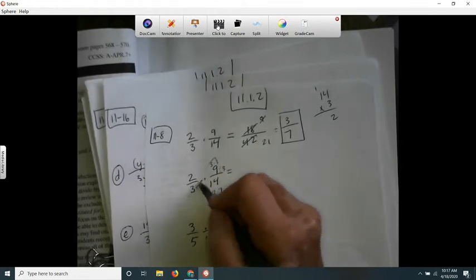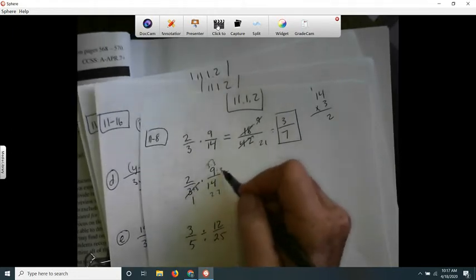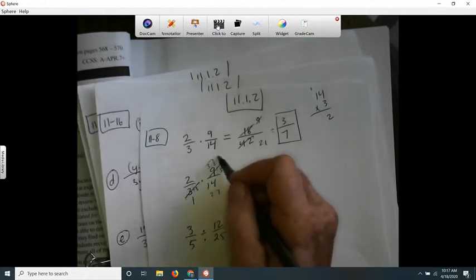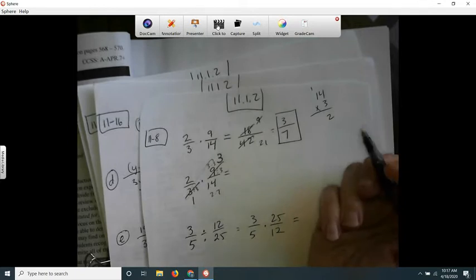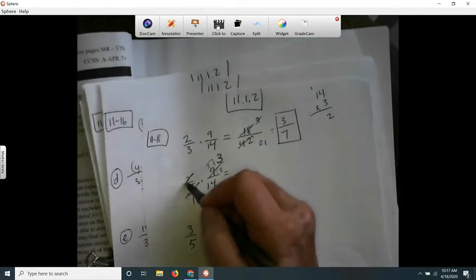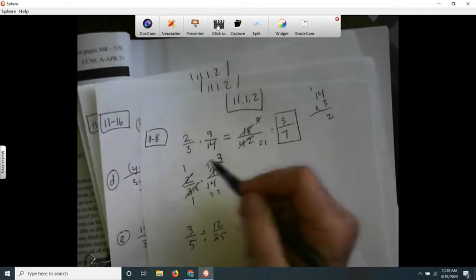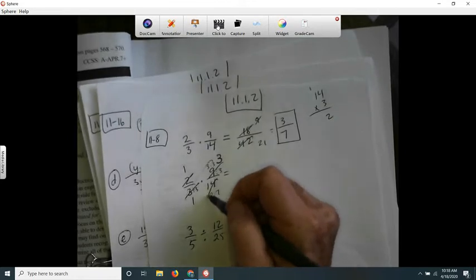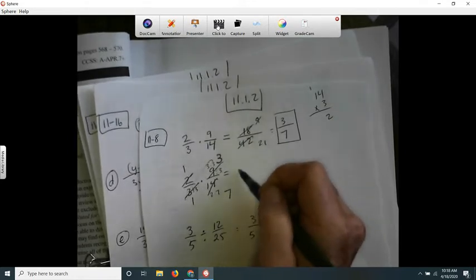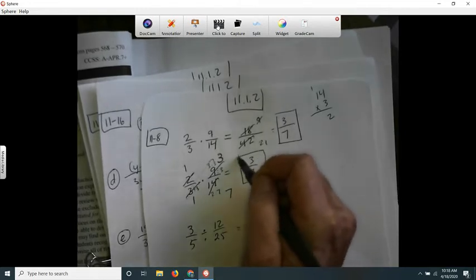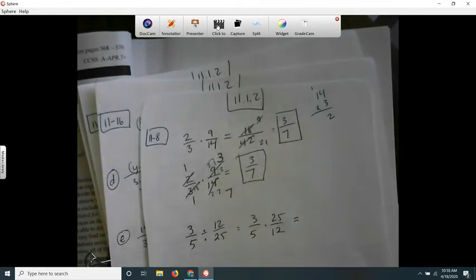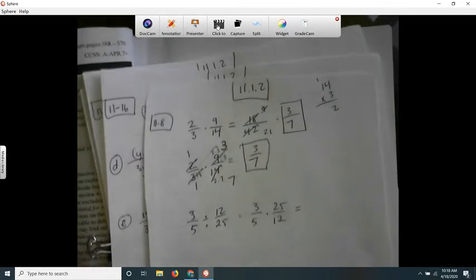3 divided by 3 is 1. 9 divided by 3, and I'll make a big old 3 right here. Okay, and then 2 divided by 2 is 1. 14 divided by 2 is 7, and I get 3 sevens. So that is the way we want you to be able to think about some of this fraction math.